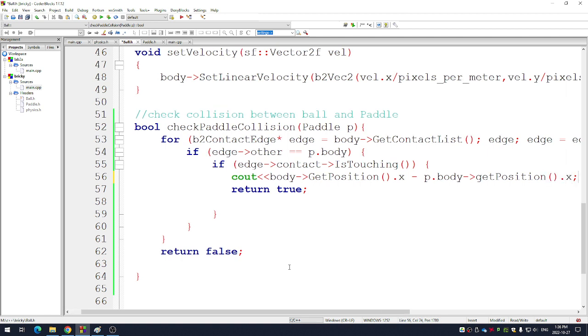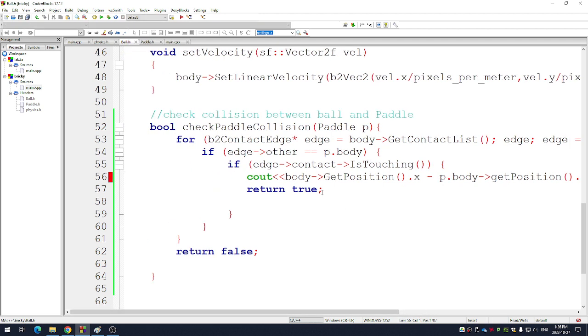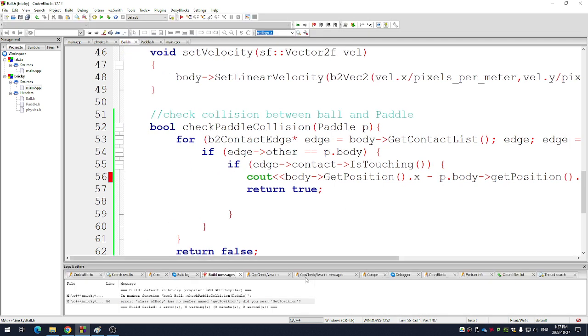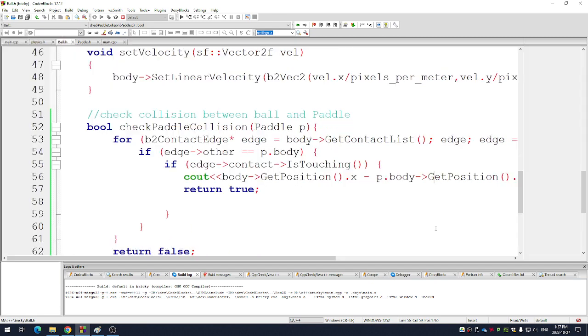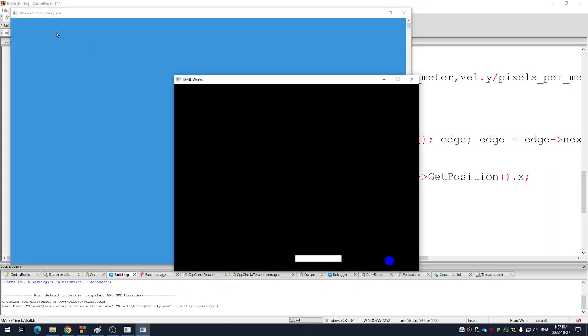But every time they hit, I should see how far away the ball is from the paddle. And let me see what that error is: get position with a capital G. That's why I love auto type. Okay, so every time they hit, it should tell me how far they are apart. I think the box is referenced from the center and the ball is referenced from the center, so that should be, did it not say anything?